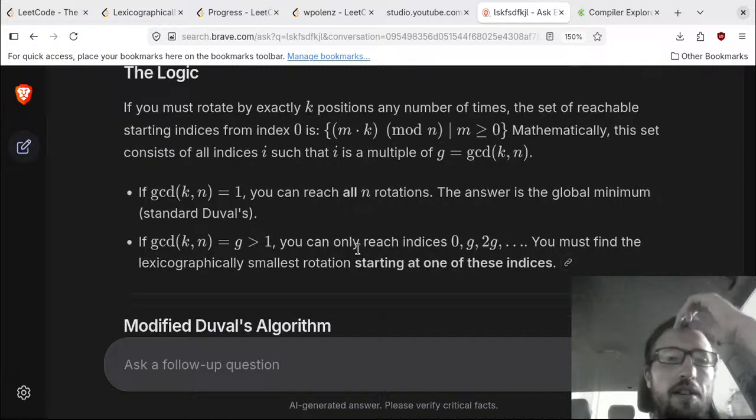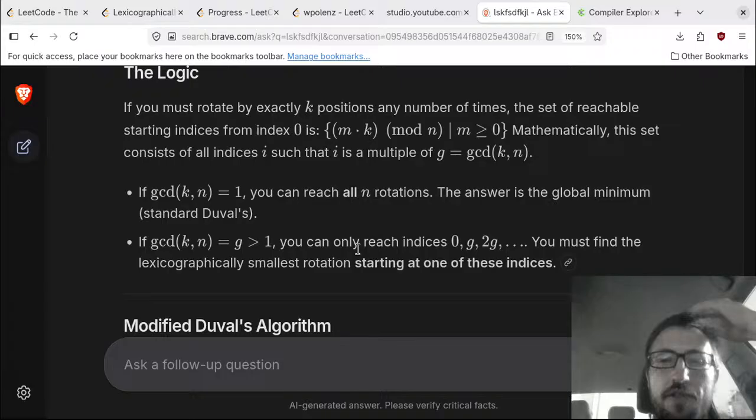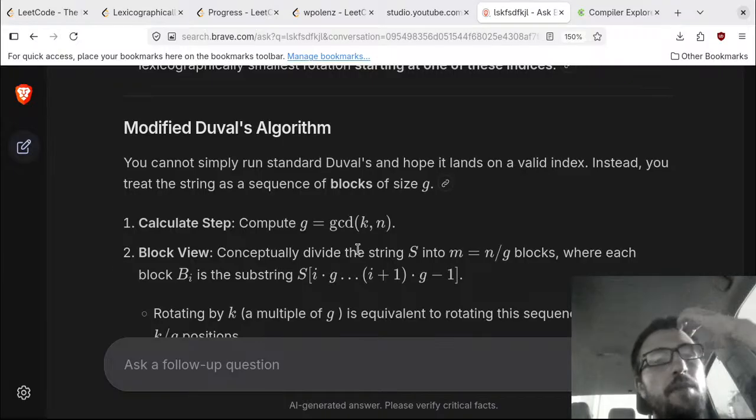If the GCD of K and N is equal to 1, you can reach all n rotations. The answer is the global minimum, standard Duval's. If the GCD of K and N is greater than 1, you can only reach indices 0, g, 2g, etc. You must find the lexicographically smallest rotation starting at one of these indices. Right? Modified Duval's logic. You cannot simply run standard Duval's and hope it lands on a valid index.